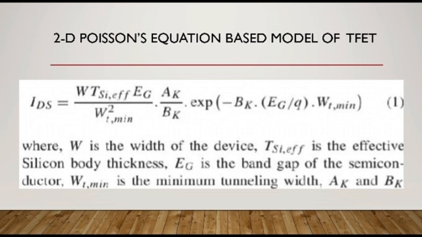This equation suggests a dependence of the drain current on the minimum tunnel width, which in turn depends on the dielectric constant of the gate insulator region near the tunnel junction. Therefore, as the dielectric constant of the nano gap increases, the minimum tunneling width decreases, and the drain current increases.